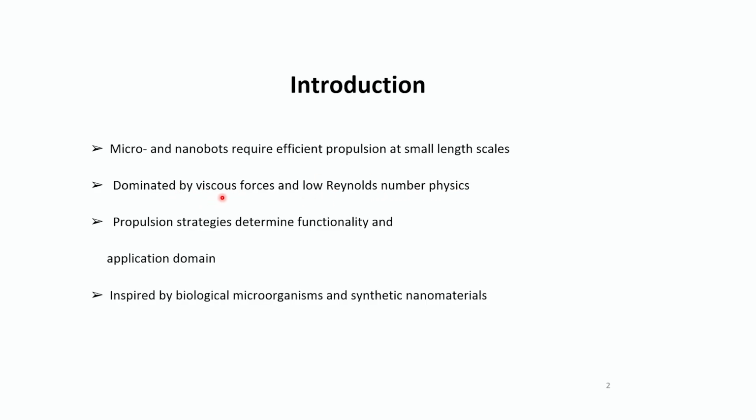So in fluid where the Reynolds number is low and viscosity is high, the micro nanorobots will require a very efficient propulsion mechanism to move ahead. So propulsion strategies determine the functionality and application domain. So why are these propulsion strategies important? Because these are going to determine what functions your bots are going to serve and also the application, the purpose for which they are designed.